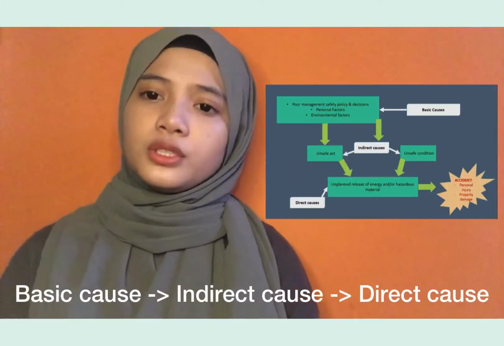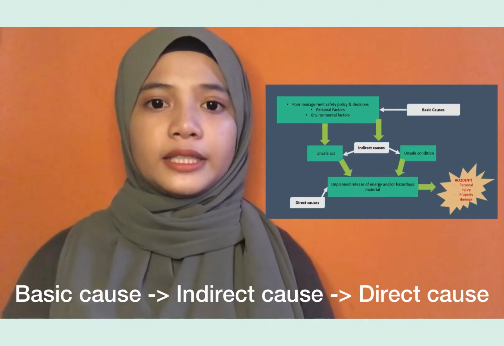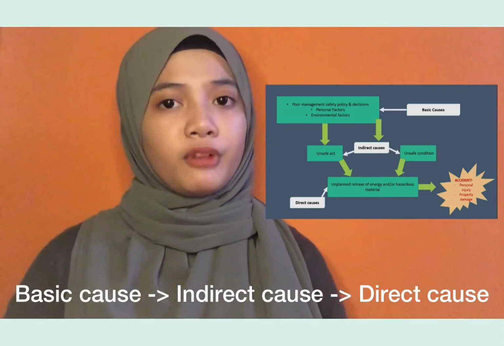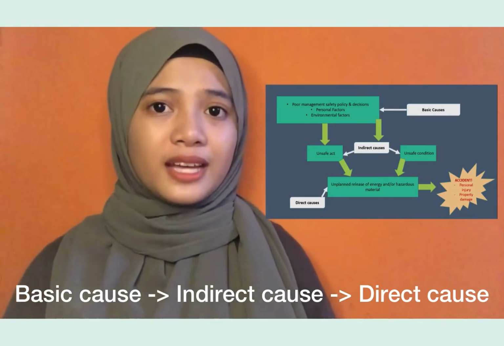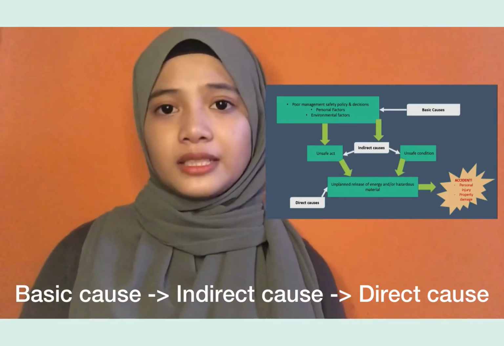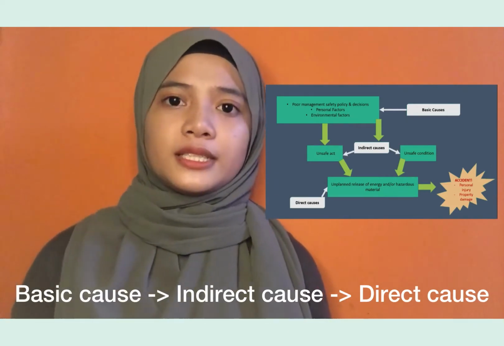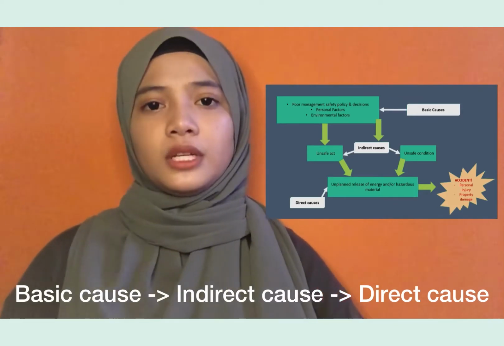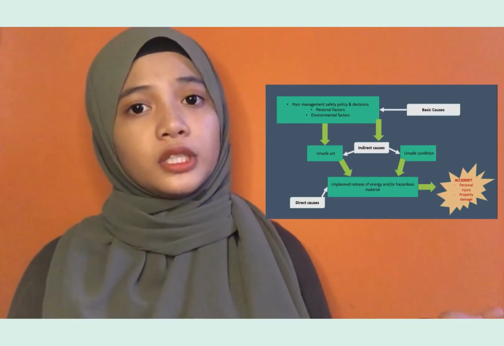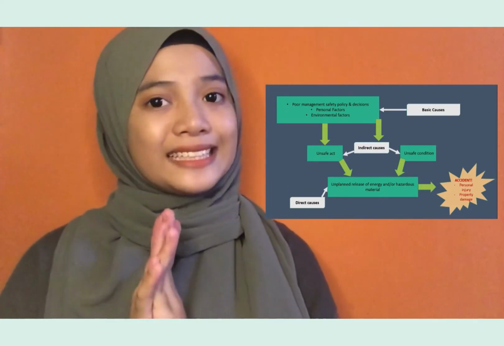From basic cause, for example, poor management, safety policy and decisions, personal and environmental factors will lead to indirect causes, which are unsafe acts and conditions. Next, these two things will surely trigger direct causes such as unplanned release of energy and or hazardous material. Eventually, personal injury and property damage will happen, which we call the accidents. Let's see some of the examples.